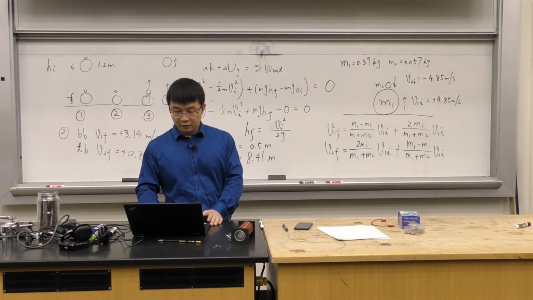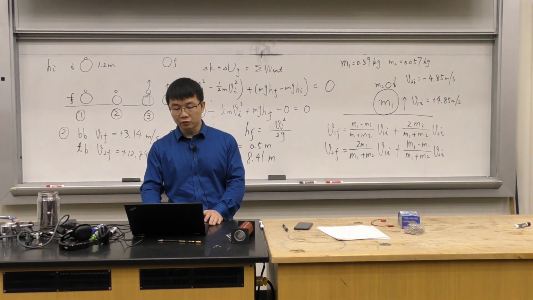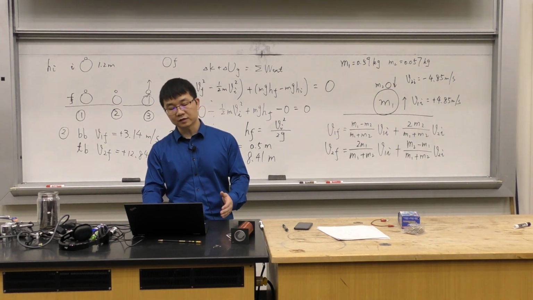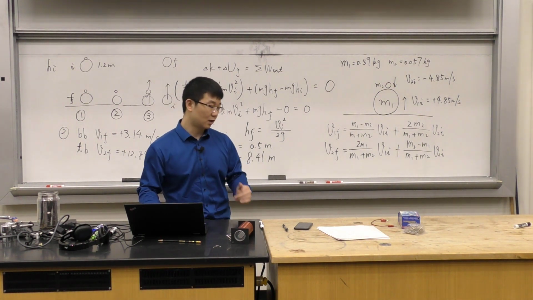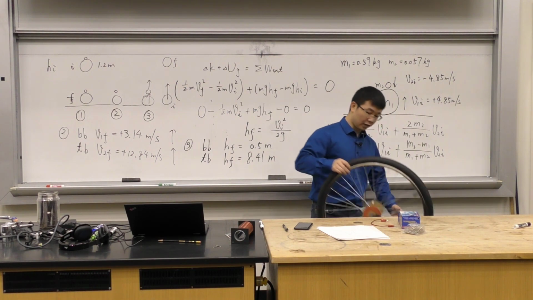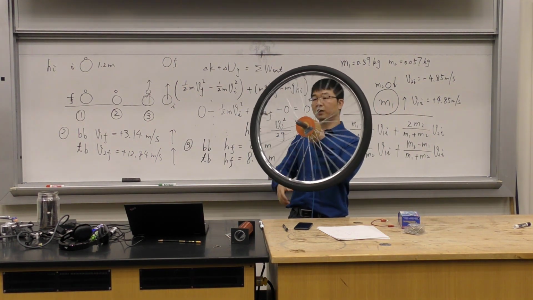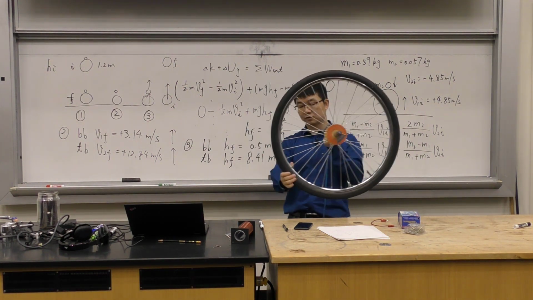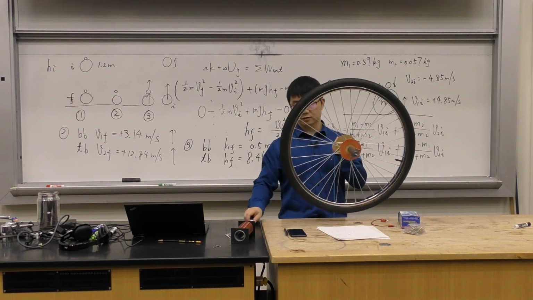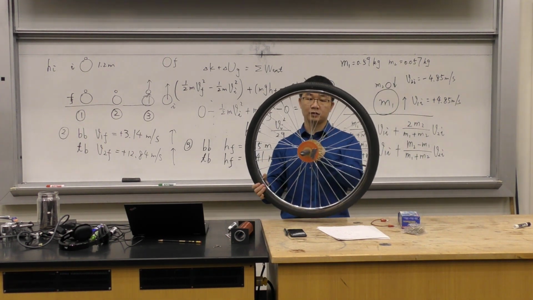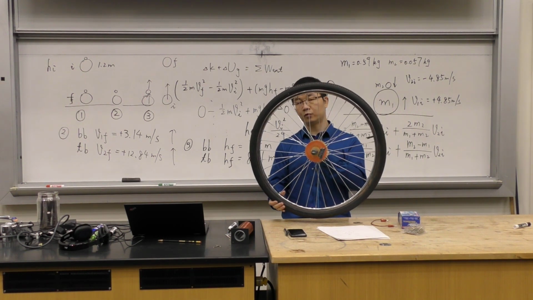So for rotations, we usually use angles instead of distance to describe a rotation. Why? For example, take a look at this bike wheel. If I'm rotating the bike wheel and I pick a point and ask you the distance that point travels.